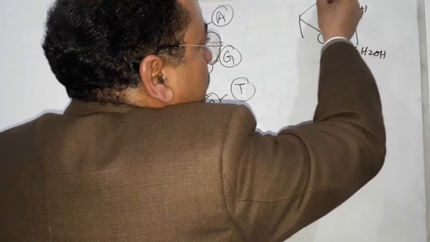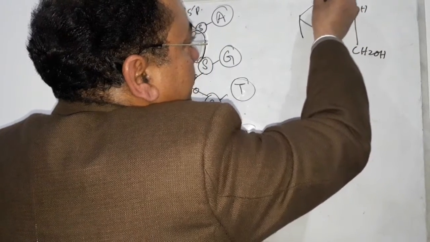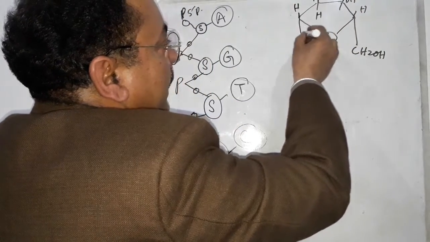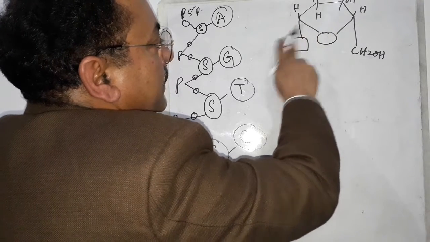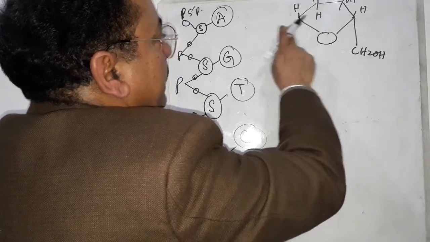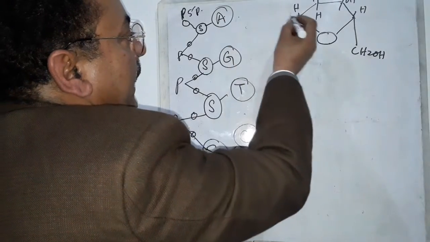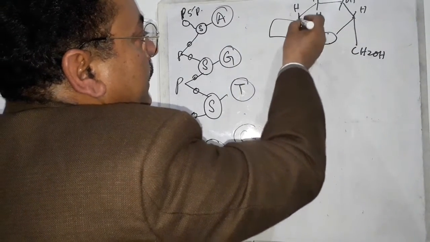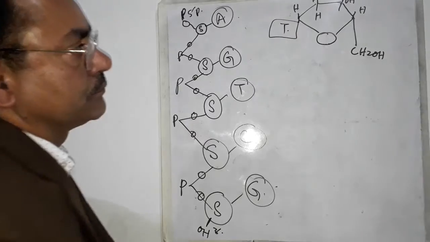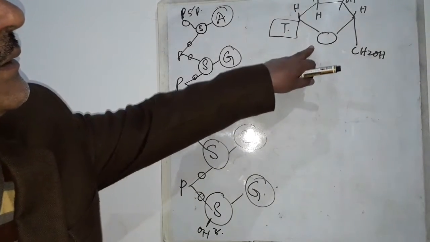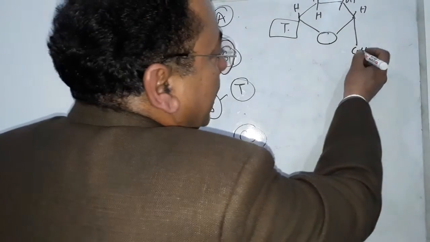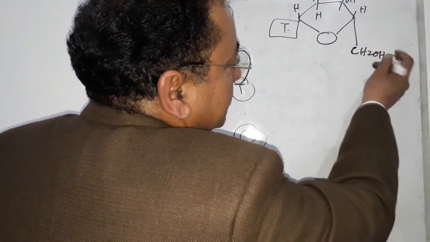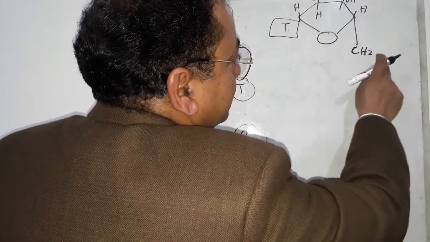This is the OH group, this is H, this is H here, and here the nitrogenous base. If here we have the first nucleotide with adenine, here it will be thymine. So this is a nucleotide. This nucleotide has a phosphate here.